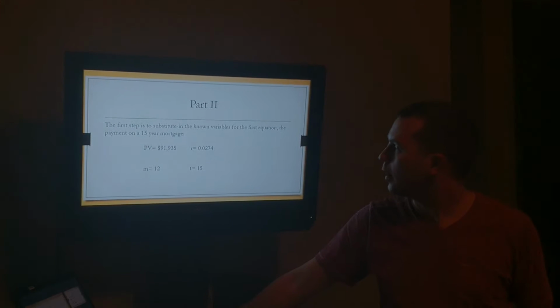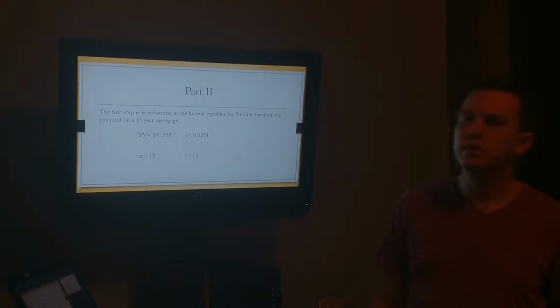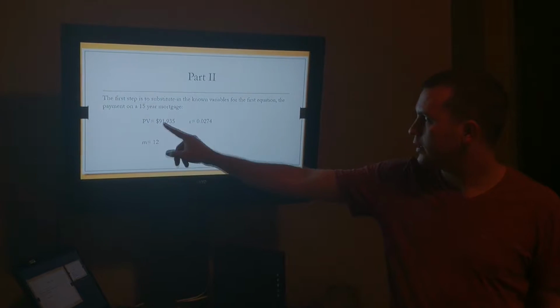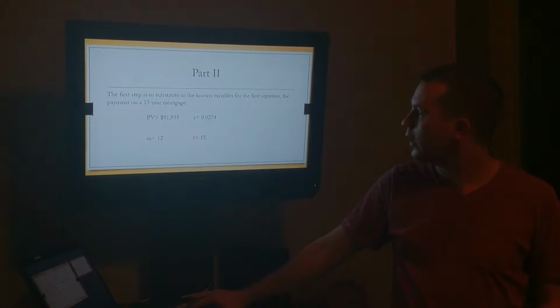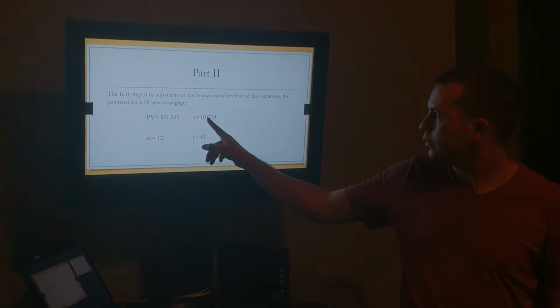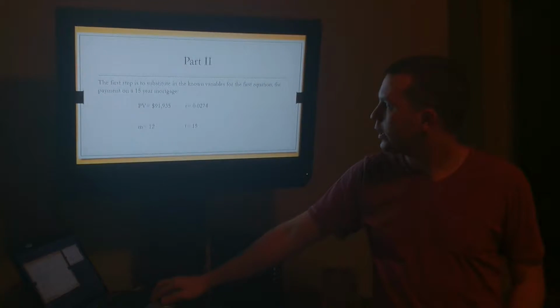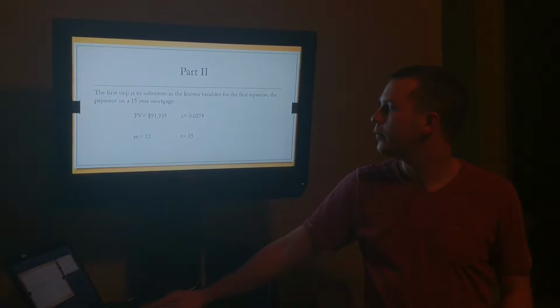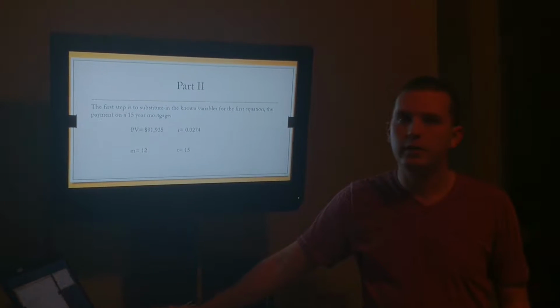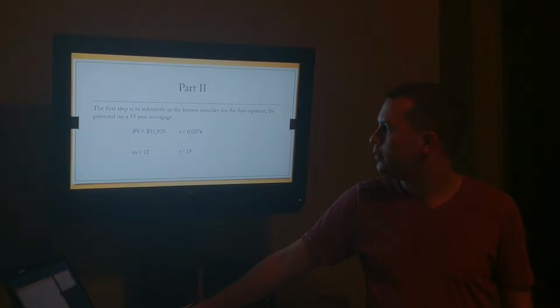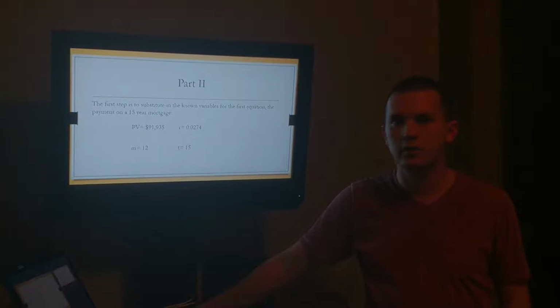So for part two, the first step is to substitute the known variables. Present value is $91,935. The rate, in decimal form, is 0.0274. The number of compounding periods is 12 because it's monthly, and the time is 15 years for the first calculation.